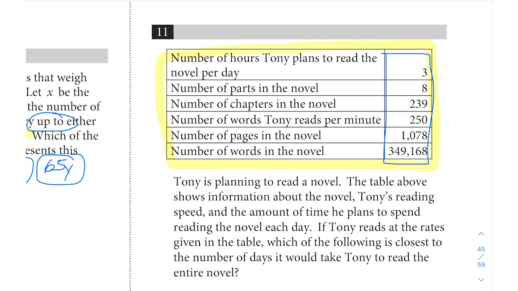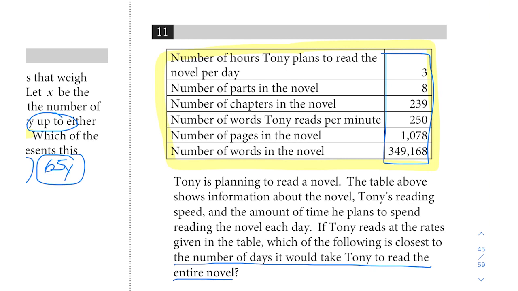They want to know which of the following is closest to the number of days it would take Tony to read the entire novel. So we want to know basically how long is the novel and how fast does he read? Right? Those are two fundamental questions that we would need to know in order to know how long in number of days it would take him to read. So let's take a look.